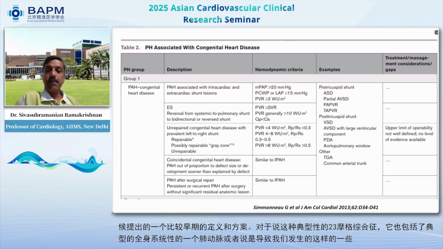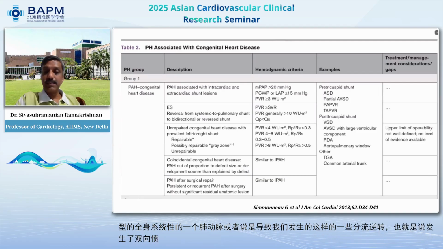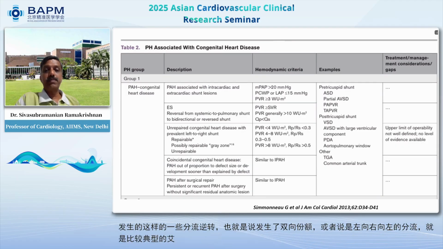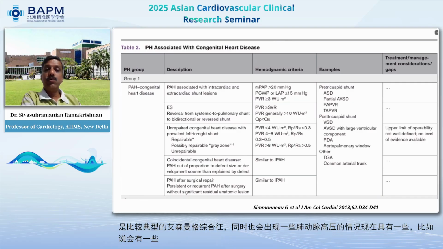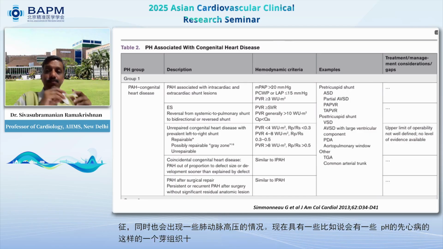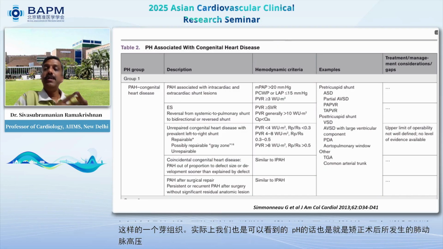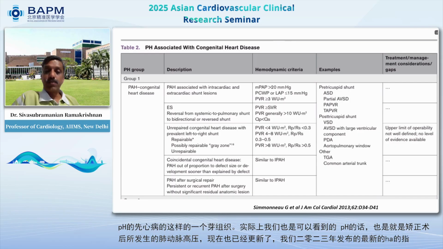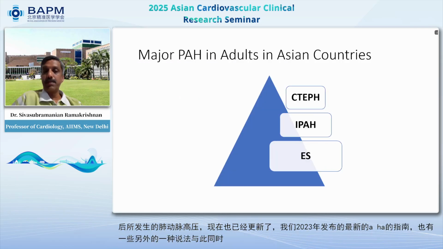This now has been updated, and this is the latest AHA guideline that came in 2023. This has PH associated with intracardiac and extracardiac shunts. Then you have Eisenmenger syndrome. And now there is a group that has unrepaired congenital heart disease who can possibly be repairable or unrepairable. So this is another class which may not be called Eisenmenger syndrome, but for practical purposes, they are inoperable. The reason we are not calling them Eisenmenger syndrome is that they are not cyanosed at rest. Then you have the PH out of proportion, and then some PH after surgical repair.